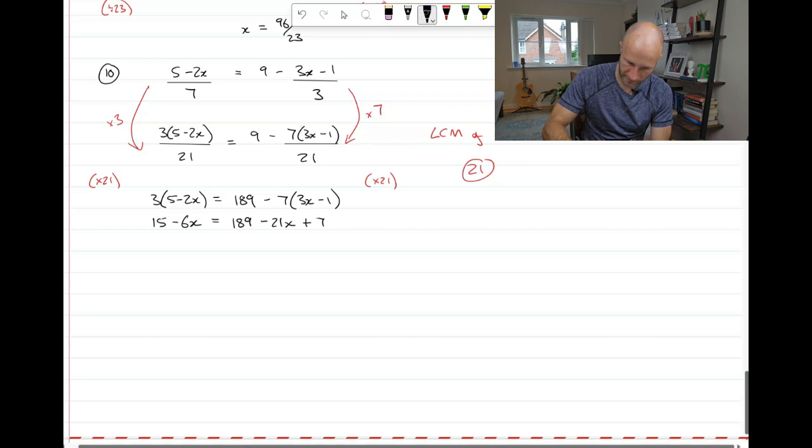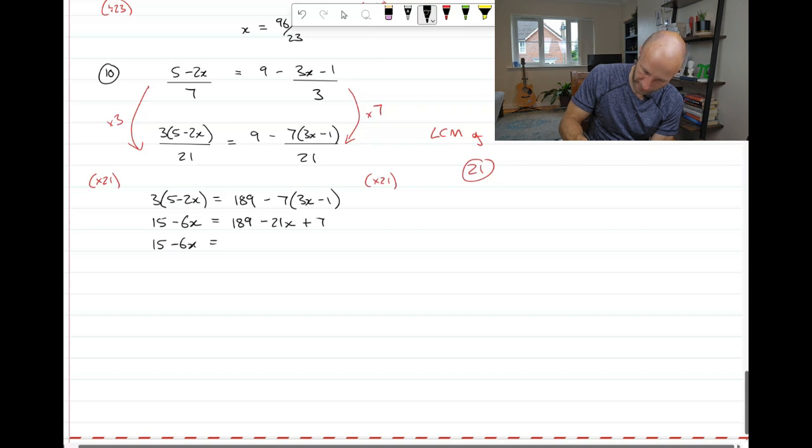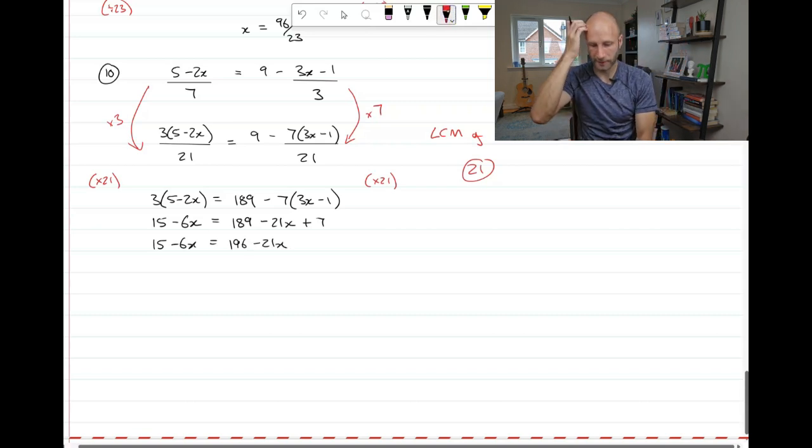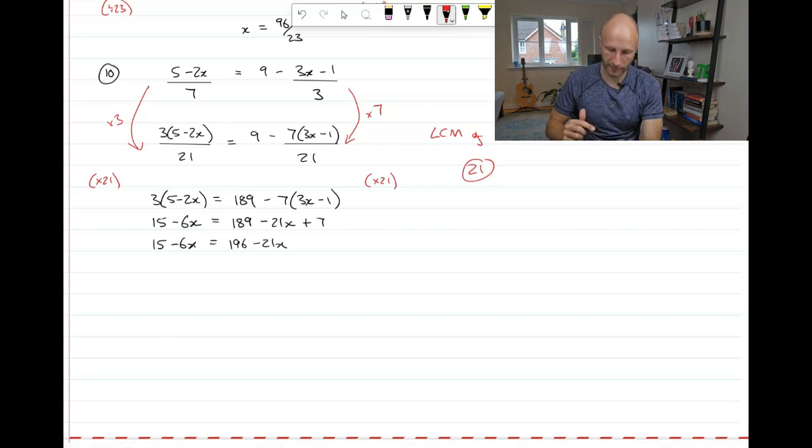Then I can simplify the right. Not doing anything to both sides here, just simplifying. 189 plus 7 is 196. And then finally I can get x's all on one side, numbers on all the other, and deal with it as we have done previously.